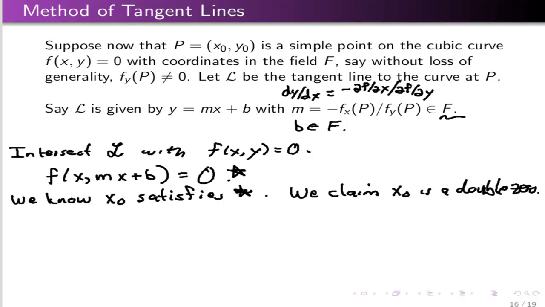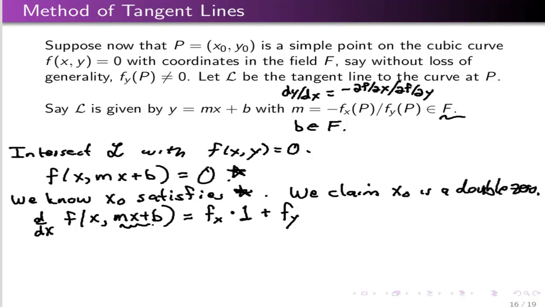Now, what does it take to be a double zero? We have to show that the derivative of this function vanishes at x0. So what do we get when we take d dx of the polynomial f of x, mx plus b? So again, that's just some cubic polynomial in x. So by the chain rule, we take partial f partial x times the derivative of x with respect to x, which is 1, plus partial f partial y, times the derivative of y with respect to x, and that's m.